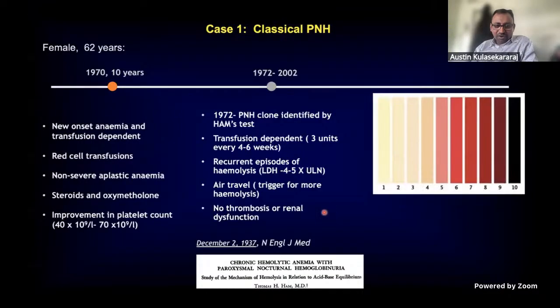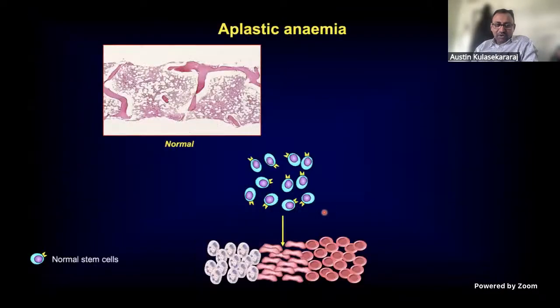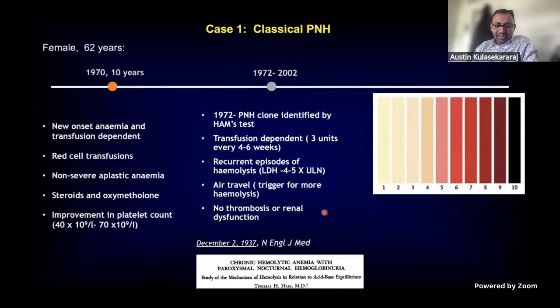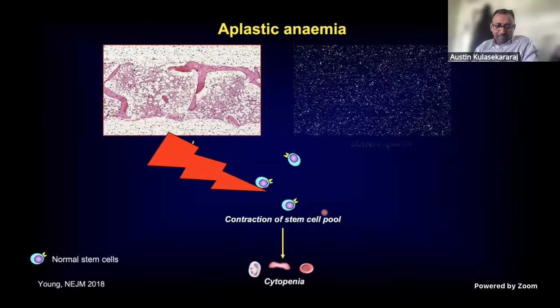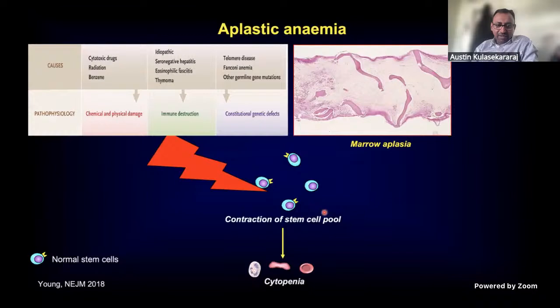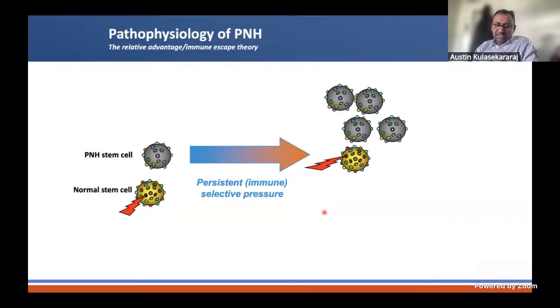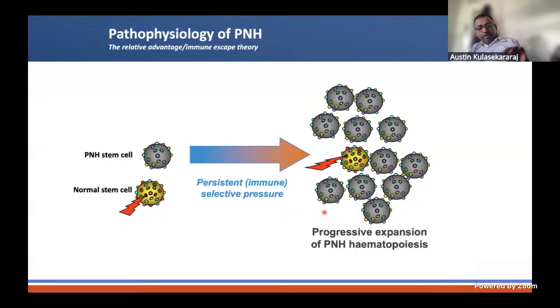So what happened to our patient? Yeah, so she was one of the first patients to go into the clinical trial with eculizumab, which I'll come to in a second. But we all know 40 to 60% of patients with aplastic anemia will develop expansion of the PNH clone, because of the persistent immune pressure in this, leading to expansion of PNH hemopoiesis.